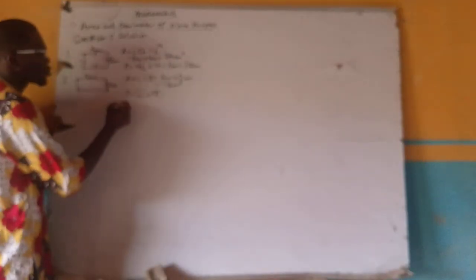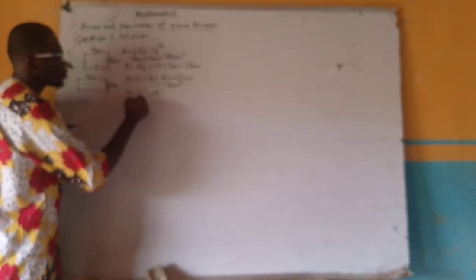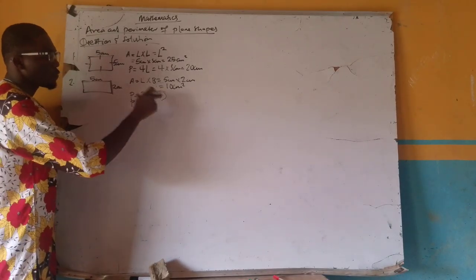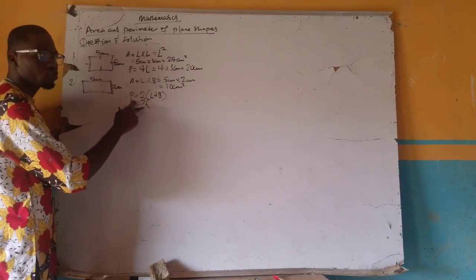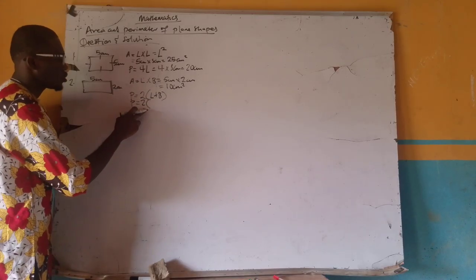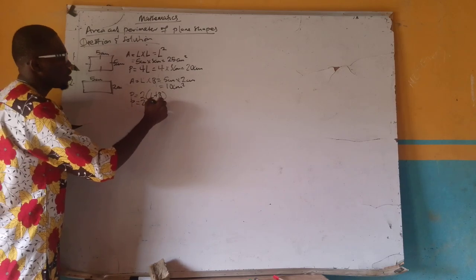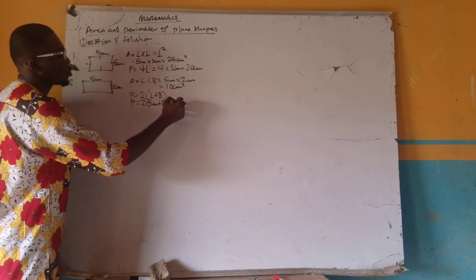So we are going to solve this now. We are going to be having P is equals to what? 2 open bracket. 2 doesn't change. It's a constant, okay? Any number that follows the constant does not change. It's only the values that change. So we have 2 open brackets. The longest side is 5 centimeter plus 2 centimeter, which will give us what?